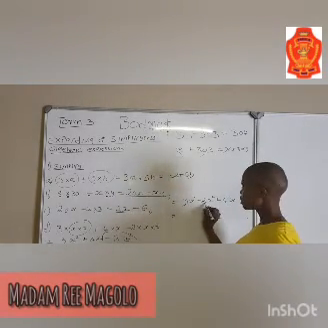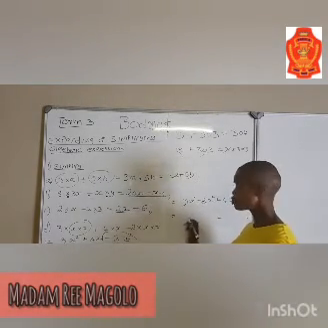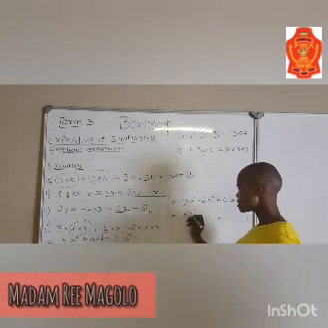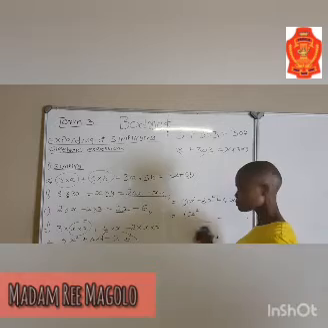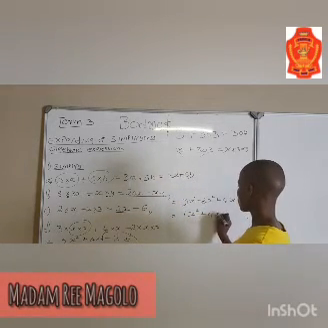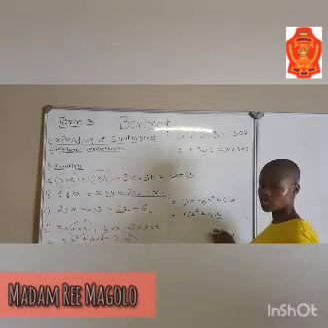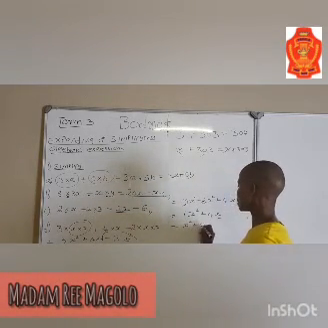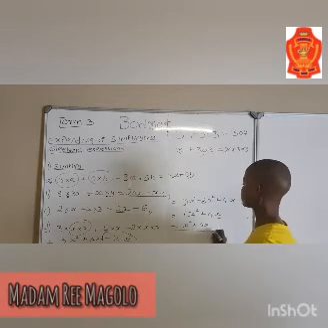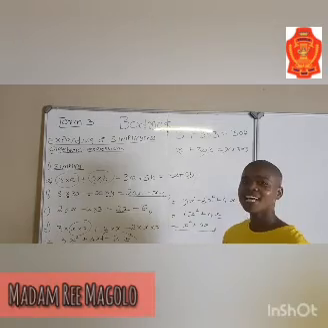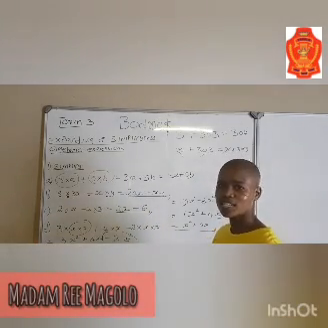3 subtract 2 gives me 1. And because I'm dealing with the x squared, I just take it along. How easy is that? Plus 4x. 1x squared is the same as x squared plus 4x. And you are done. That's all about today's lesson.